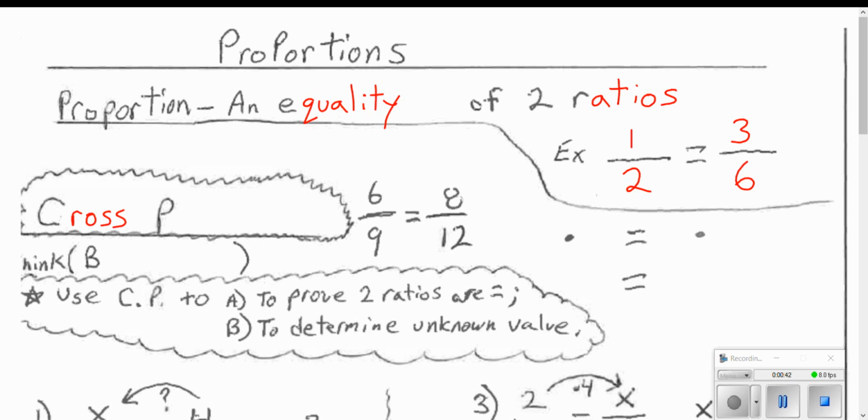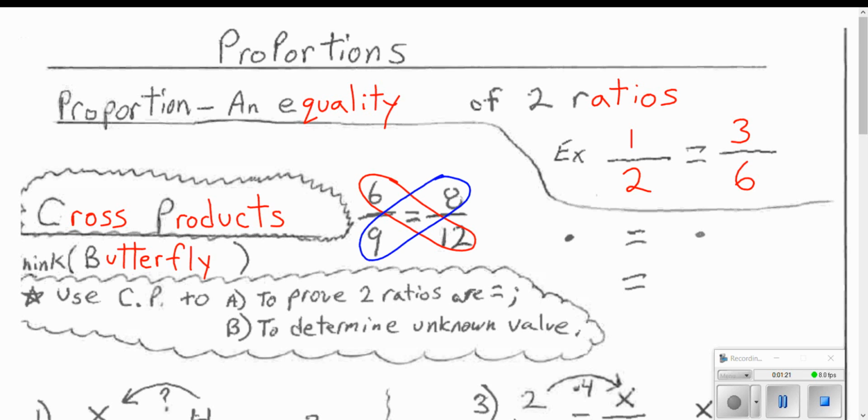Now the term we want to use is cross products. This term, cross products. You may have seen this before. Some people think of it as the butterfly technique. And the reason why we think of butterfly is because that's what it kind of resembles. Cross product 6 times 12, and this cross product 8 times 9.